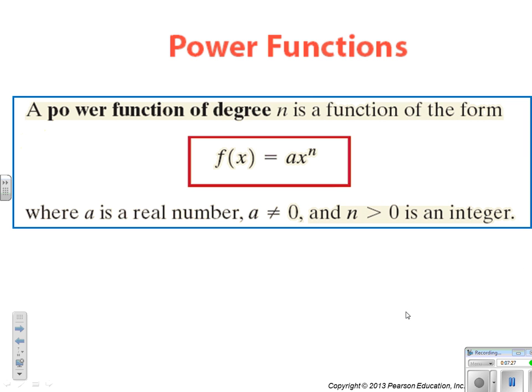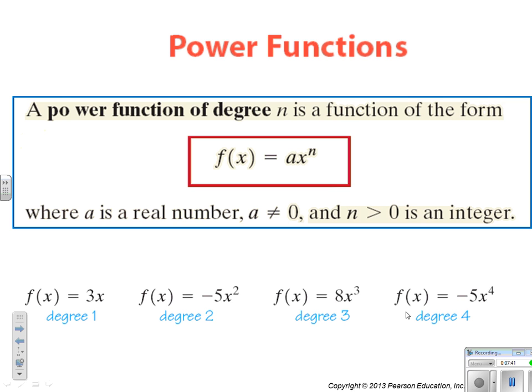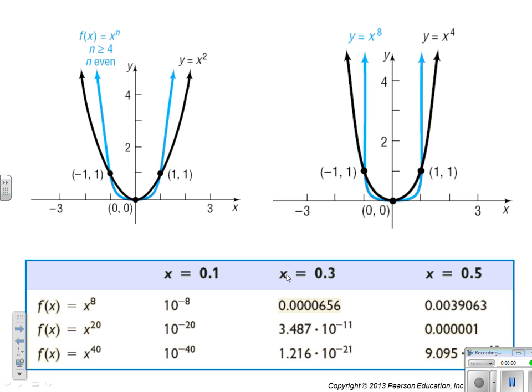Power functions. A power function of degree n is a function of the form f of x equals a x to the n, where a is a real number, n is greater than 0, and is an integer. Let's see how some of these look. First degree looks like this. Second degree, second exponent. Third degree, exponent's cubed. Variable is cubed. Fourth degree, exponent is 4.